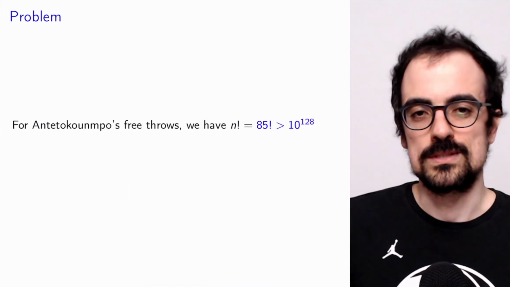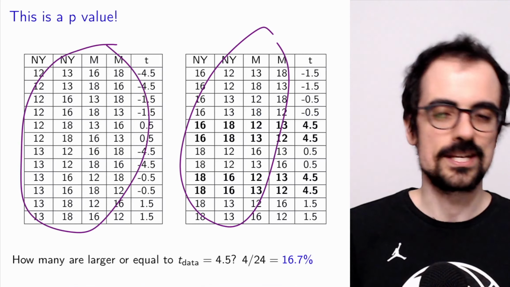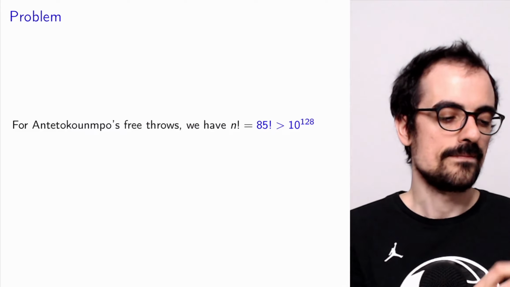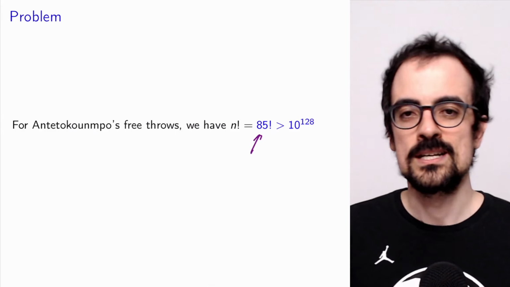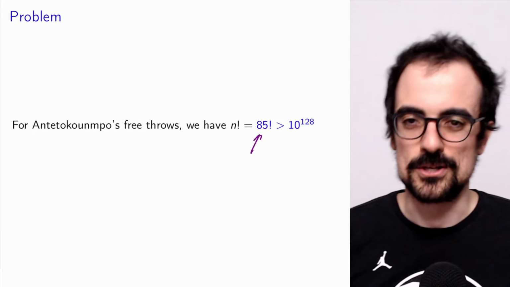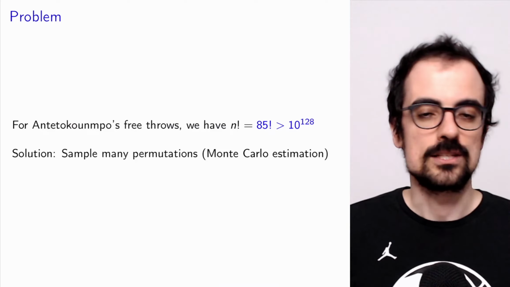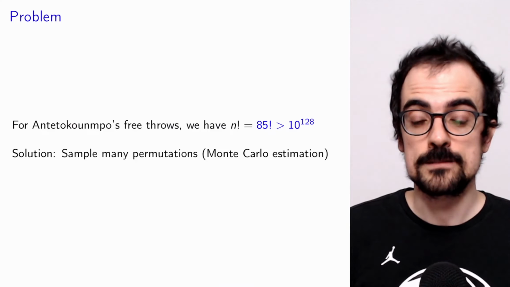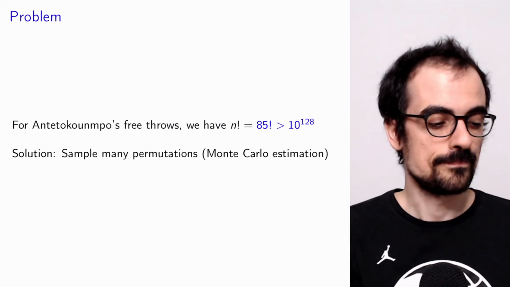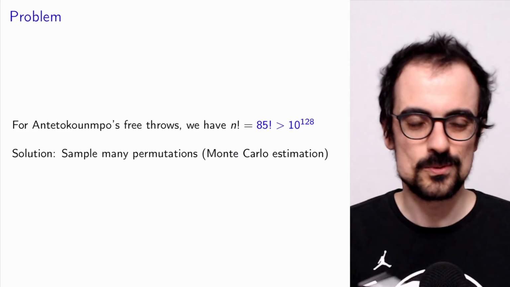What's the problem? The problem is that we cannot usually list all the possible permutations. Here we could because we had 4 of them. In the case of Antetokounmpo's free throws, there's 85 free throws, and the number of permutations is 10 to the 128. Impossible, even if you had all the computational power in the world. The solution is to sample many permutations to approximate the p-value, as in the Monte Carlo method. If you want more details about the Monte Carlo method, we have a video on it.